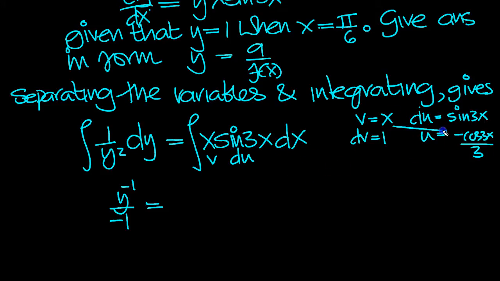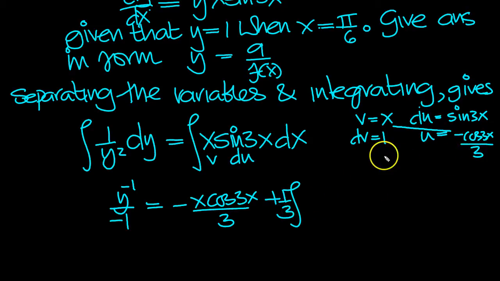So it's uv then, so minus x cosine 3x over 3. uv minus the integral of u, which is another minus, and there's a third, and it's u dv dx, these two. So we've taken care of the numbers, and it's just one lot of cos 3x.